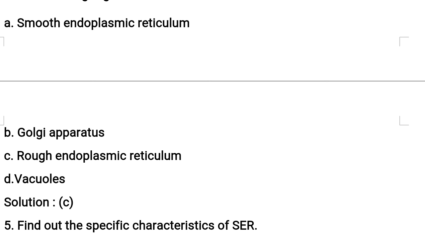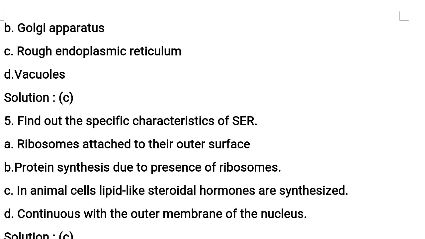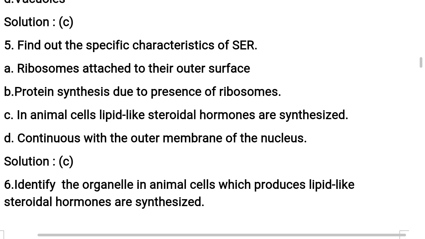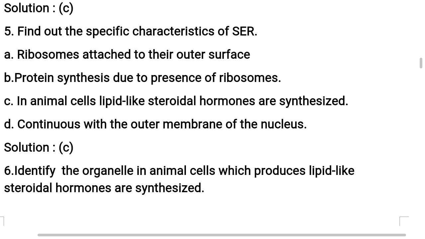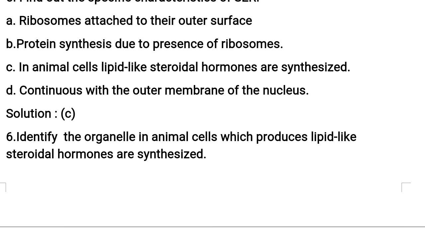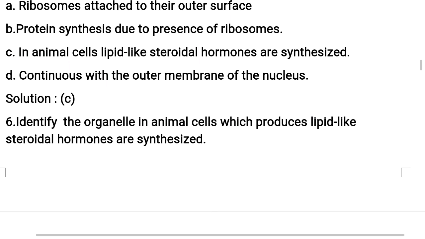Understand? Now coming to the fifth question. Find out the specific characteristics of SER. Now let us see the options. A, ribosomes attached to their outer surface. B, protein synthesis due to presence of ribosomes. C, in animal cells, lipid-like steroidal hormones are synthesized. Next, D, continues with the outer membrane of the nucleus.